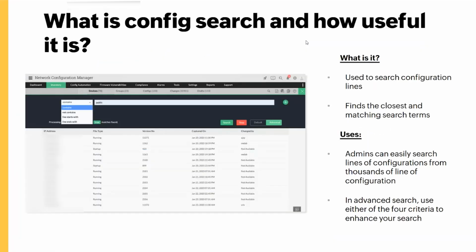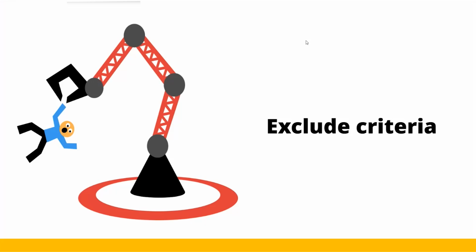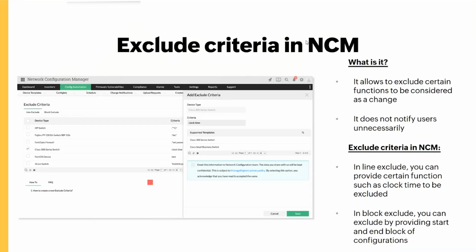Now let's talk about the exclude criteria in Network Configuration Manager. So exclude criteria allows you to specify certain elements that NCM should ignore when detecting changes and triggering alarms. For example, if you don't want the clock time for a specific date to be considered a change in a configuration file, you can set the criteria to exclude these for a particular device. As a result, NCM will not trigger alarms or show these elements as changes, helping reduce redundant notifications for minor or non-essential updates. Let me show you how to set this up in the UI.